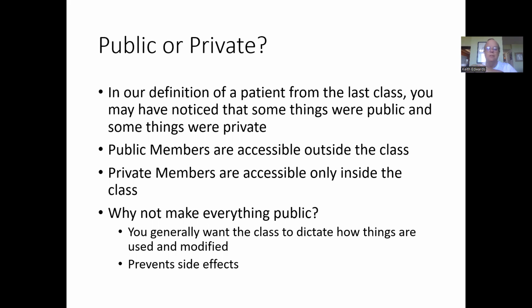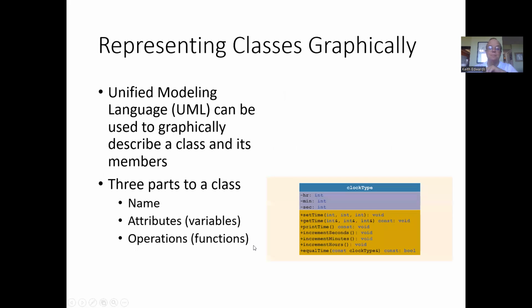You generally want the class to dictate how things are used and modified. So you want the class to actually have control over its own variables and own data. And this prevents you from having things that are known as side effects within the data for the class. So things stay consistent within the class. So for example, if you had a clock, the clock could enforce the fact that you couldn't have an hour greater than 23 in terms of the time if you were using military time, or you couldn't have 35 o'clock. So it would prevent side effects in that way.